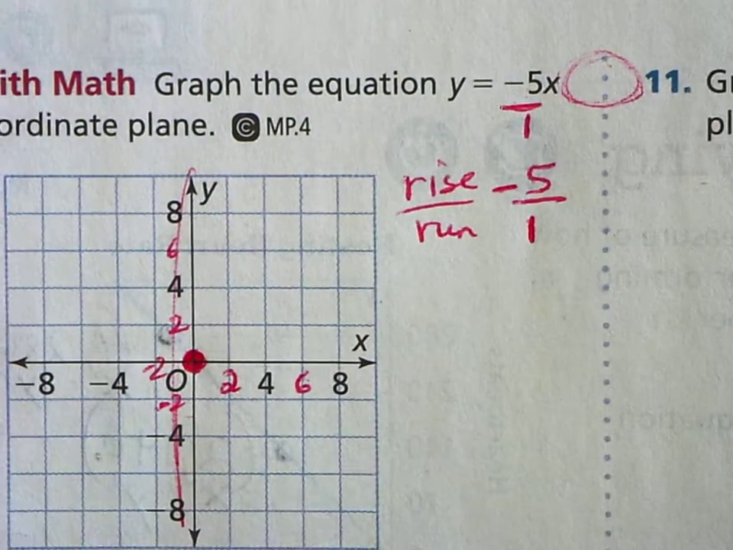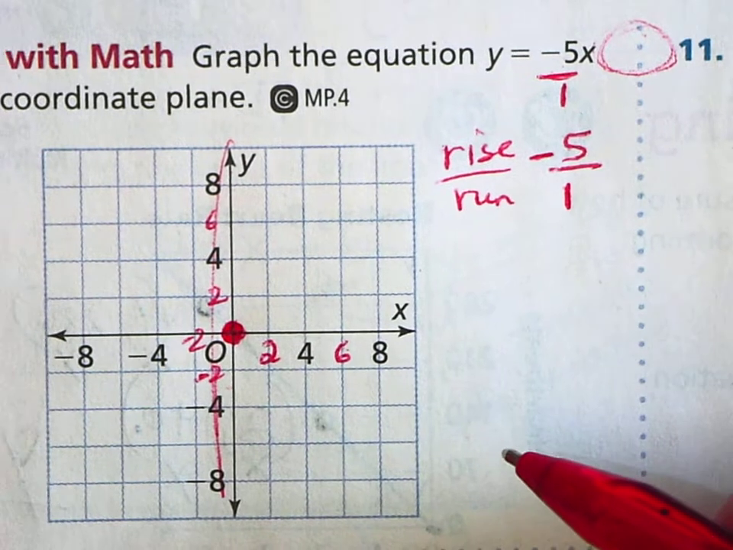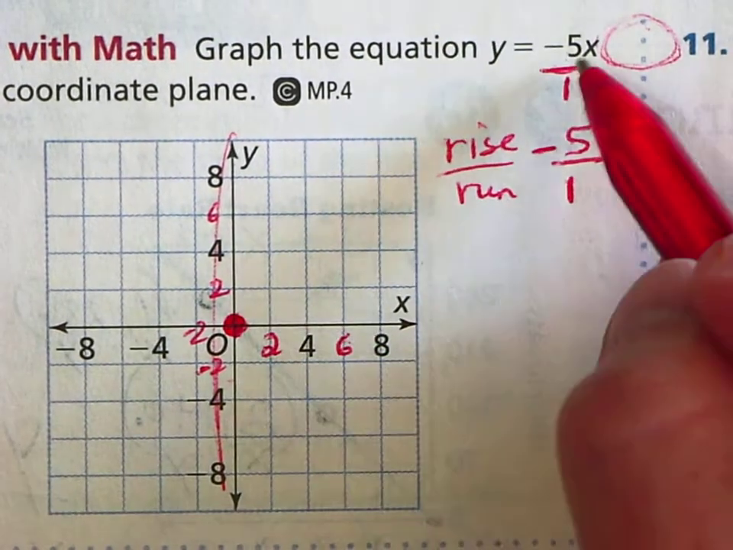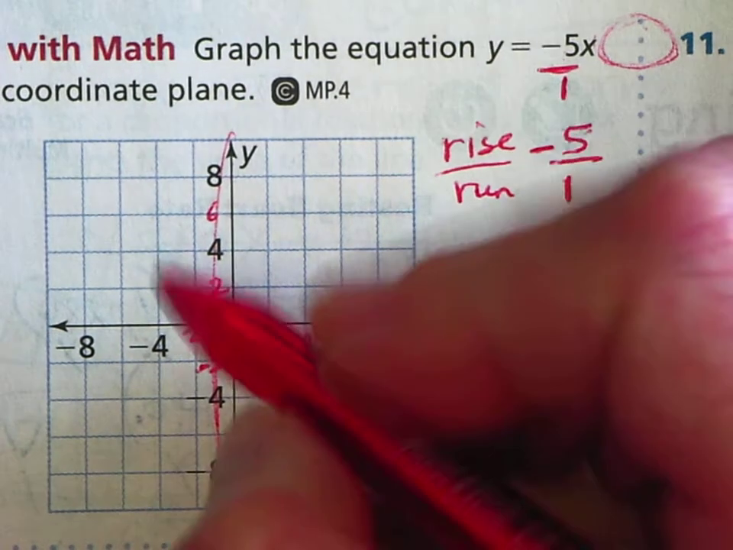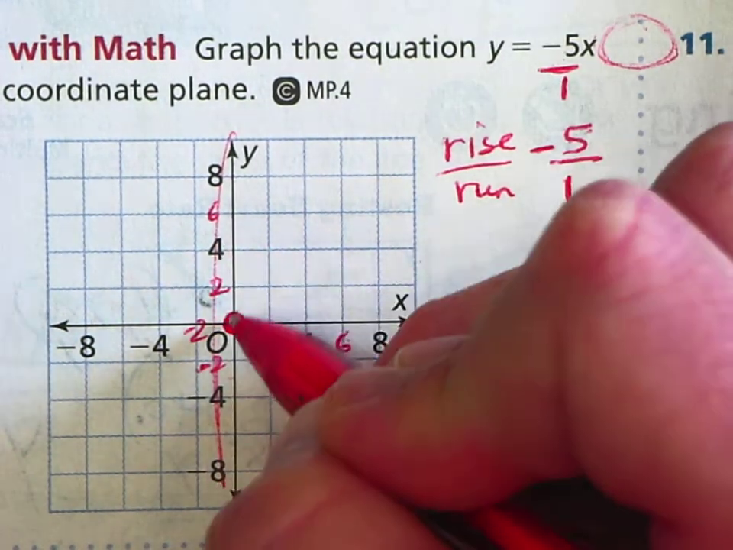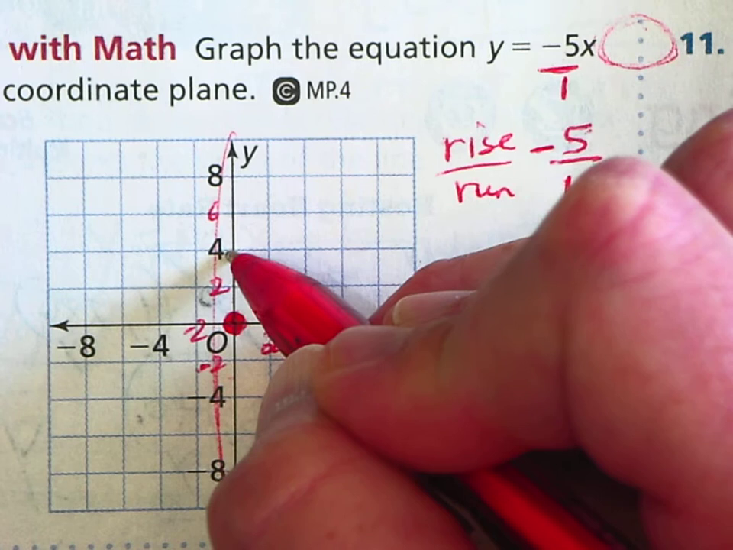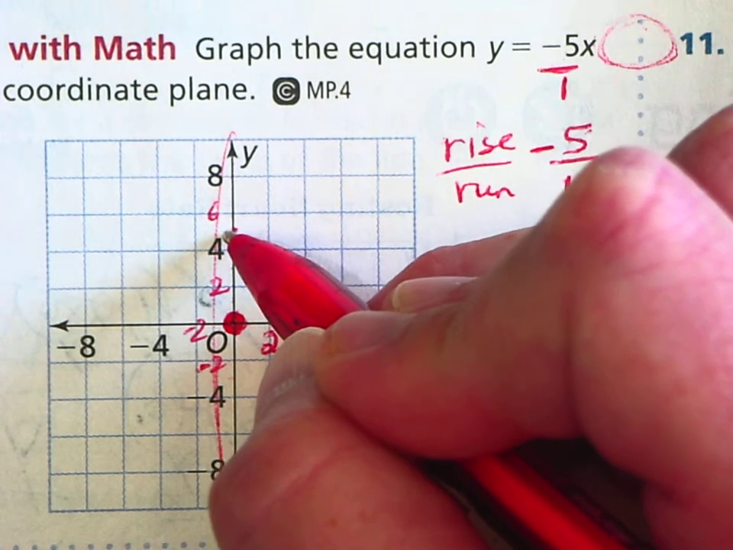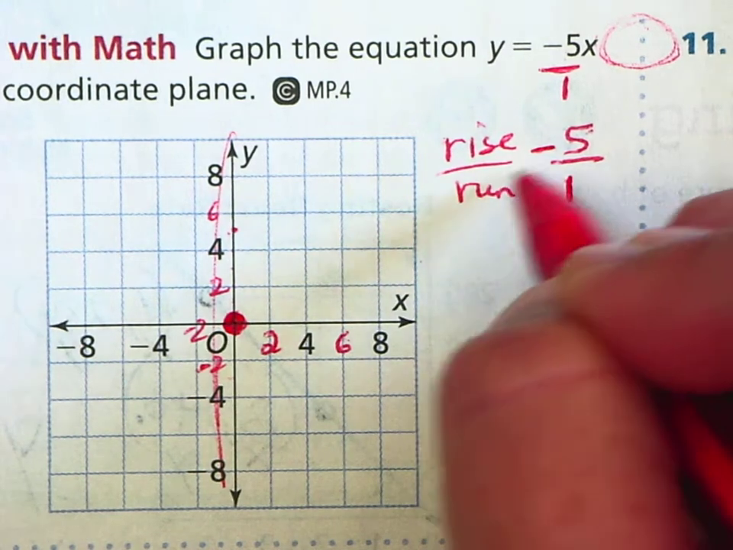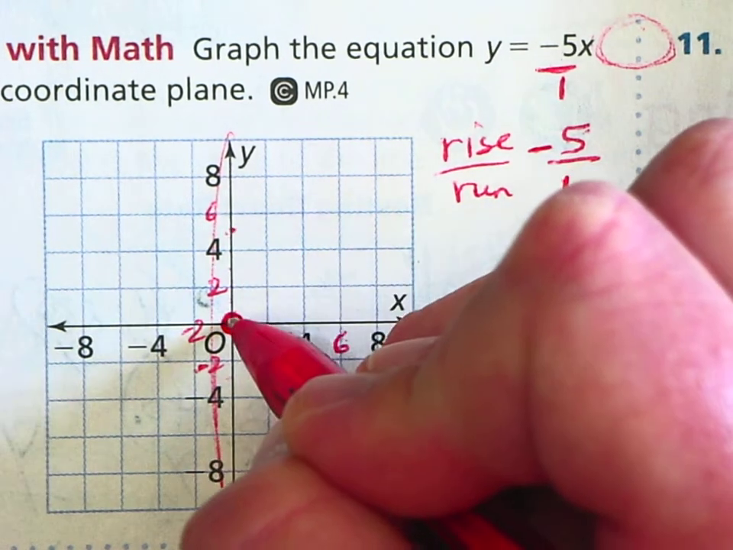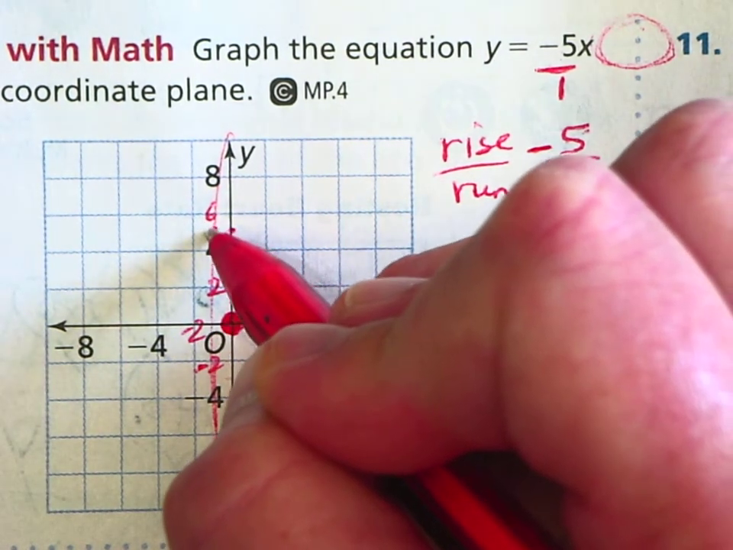So one of these moves I have to make negative, meaning I could rise 5 and run 1 to the left. So from here I could rise 5. Well, look, it's counting by 2. So 1, 2, 3, 4, 5. Rising 5 would be right there at 5. And then I'm running 1 to the left because it's negative. Well, if I run 1 to the left, that's right here.